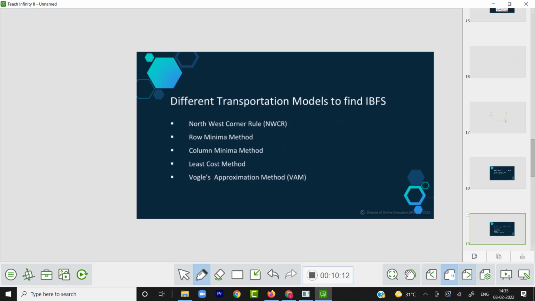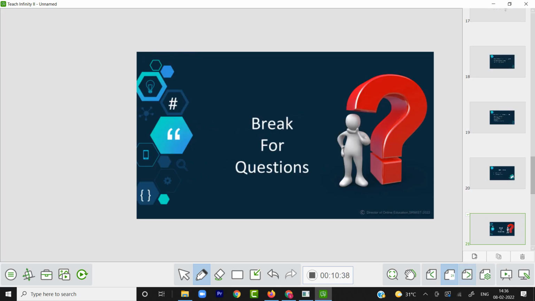In the transportation problem, there are different models to find the initial or optimal solutions. The methods are the northwest corner method, row minima method, column minima method, least cost method, and Vogel's approximation method. We cannot use all of them for every problem at a time; based on the task, we choose the method. That is the introduction we completed, then a break for questions.